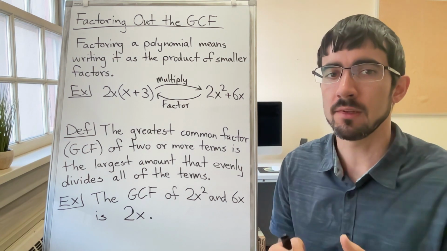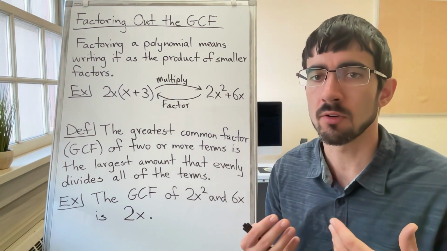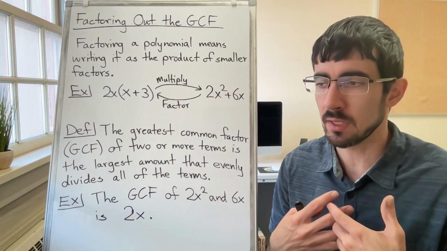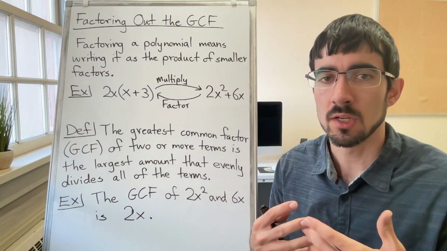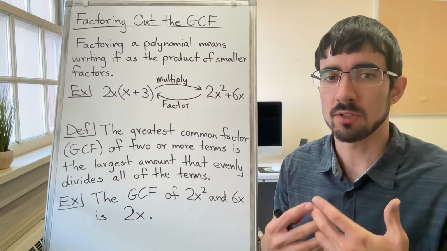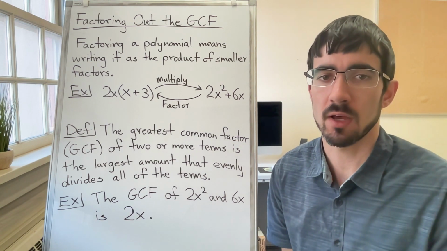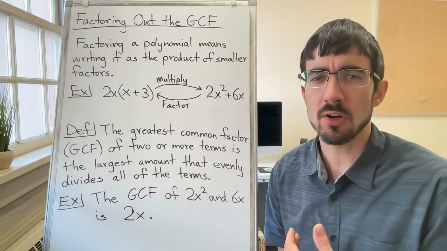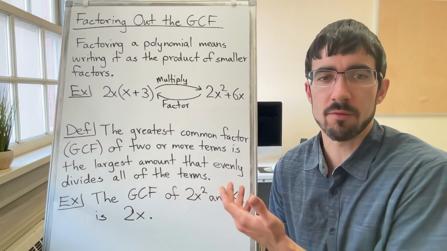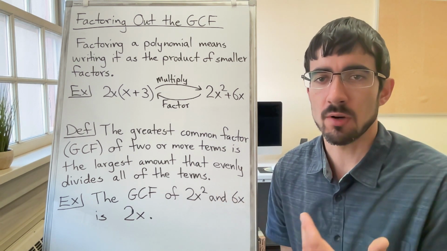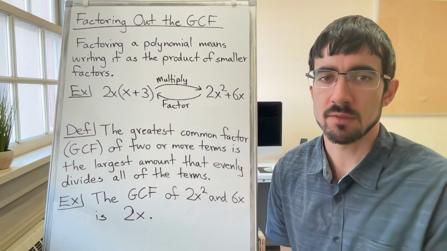The most basic strategy is called factoring out the greatest common factor, and this should always be the first approach to any factoring problem: to attempt to find and factor out a greatest common factor. I want to talk a little bit about what a greatest common factor is, and then we'll show how to factor it out of an expression.